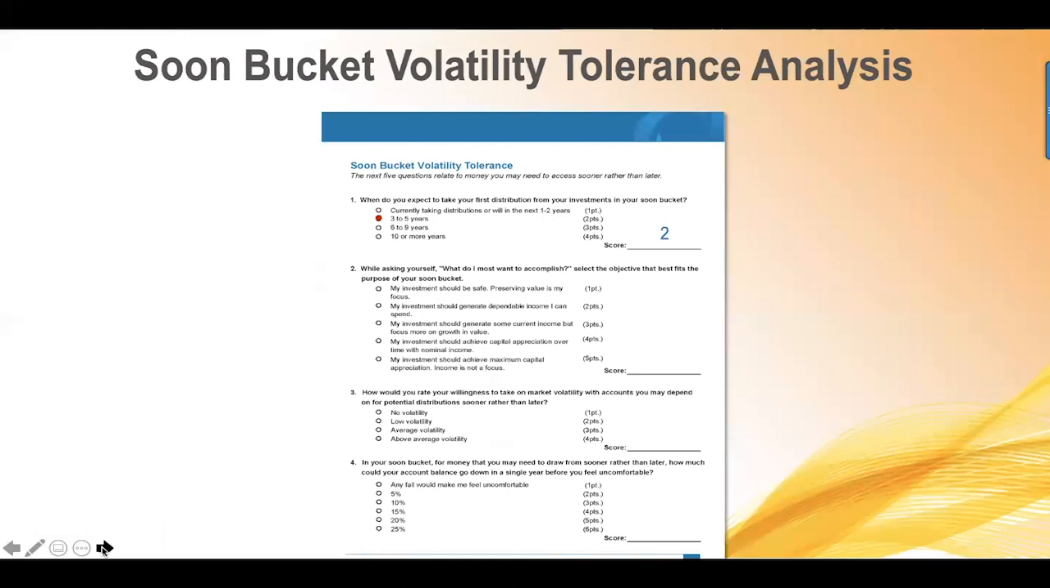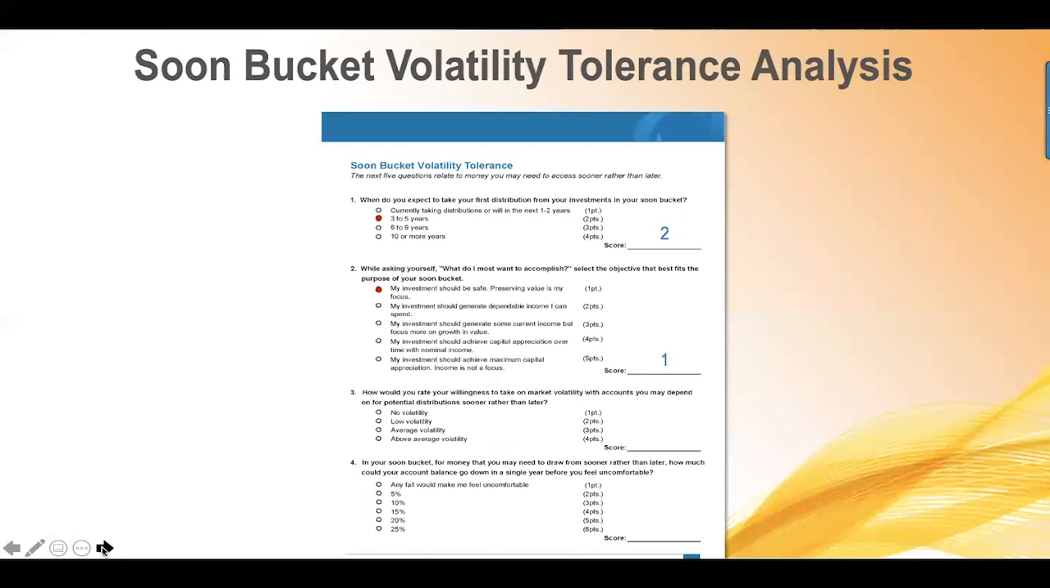Now, go ahead and read through these. I don't know about you, Dave, but for me, looking at the soon bucket and the purpose, I want to be a little bit more on the safe side. And like that first one, preserving the value is, for me, my focus. How about you? Yeah, I agree, especially if this is going to be a smaller amount we're going to need to depend on to be able to retire. I think going with preserving value and having some safety there is good.